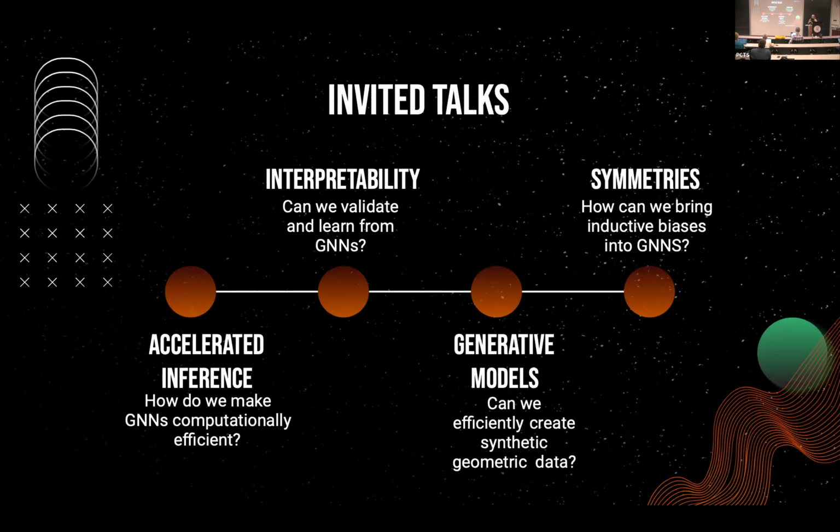Interpretability: how do we validate these models, and can we then turn around and use them to do new physics by trying to understand what the models are doing? Generative models: can we create synthetic geometric data? Can we do some kind of simulation speed up? We rely on simulation a lot in this field. And then finally, symmetries or equivariance. How can we bring spatial or symmetric inductive biases into GNNs?